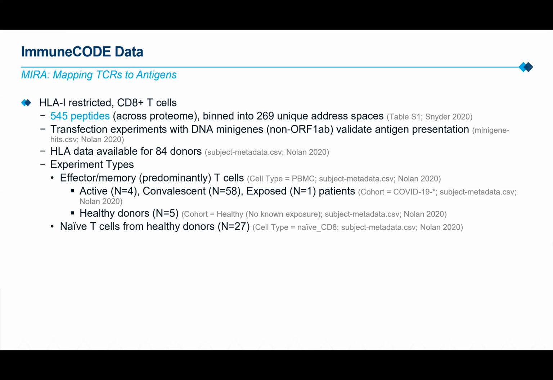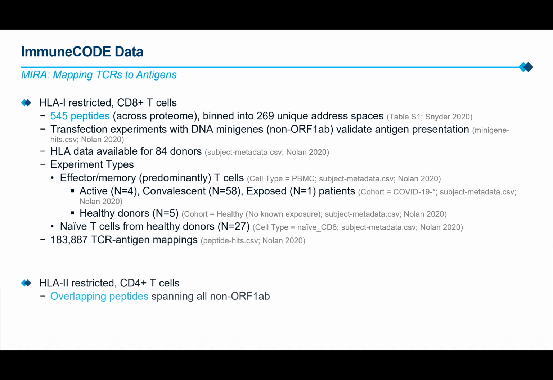The naive T cells are really a good way to get a better understanding of the theoretical landscape, but they don't measure, of course, what is actually happening in patients. And thus far in the current release, there's about 184,000 T cell receptor antigen mappings. I will say that Adaptive has started generating HLA class 2 restricted responses as well. This is, of course, a different assay to get this to work. That's an overlapping peptide design, and we expect that data to be available in the next release.